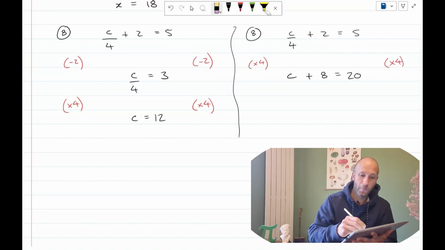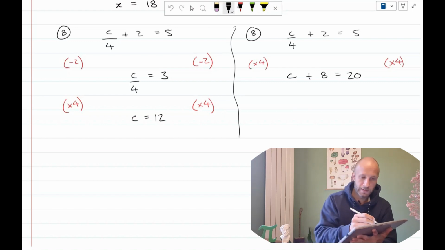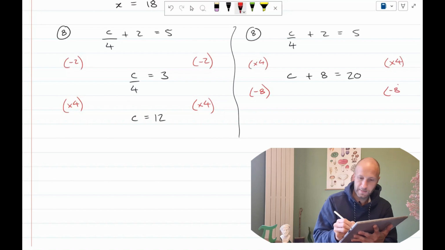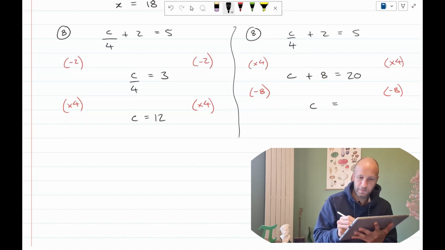Whenever I multiply up in an equation, I multiply every term on both sides. So the whole of the left-hand side gets times by 4 and the whole of the right-hand side gets times by 4. And then from here, to get rid of that 8, I can do the opposite of plus 8, which is minus 8 to both sides. So the c will drop out and I'll do 20 minus 12.